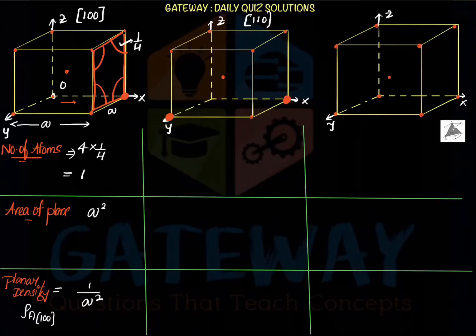So what we'll do is we'll combine these lines, and this is our plane. This is our 1 1 0 plane. So we'll see how to calculate the number of atoms in the 1 1 0 plane.